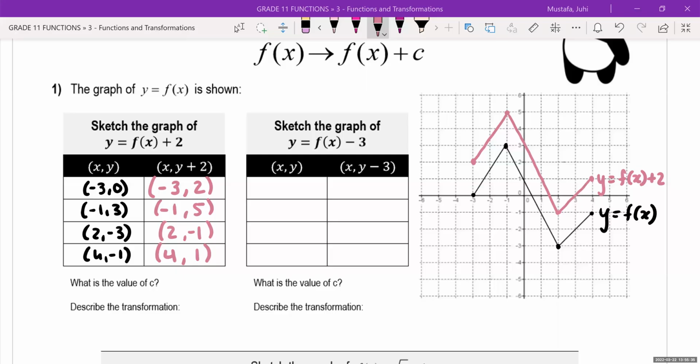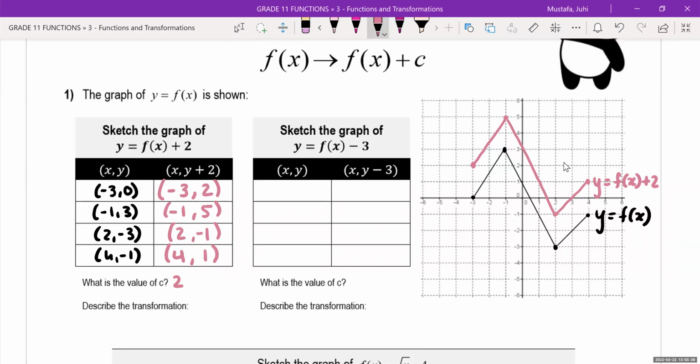Let's answer a couple of questions. It says, what is the value of C? The value of C in this case is just the number 2. Describe the transformation. We're going to say it is a vertical translation 2 units up. And this should be very familiar to you from graphing parabolas because the words and all of that stuff stays the same.